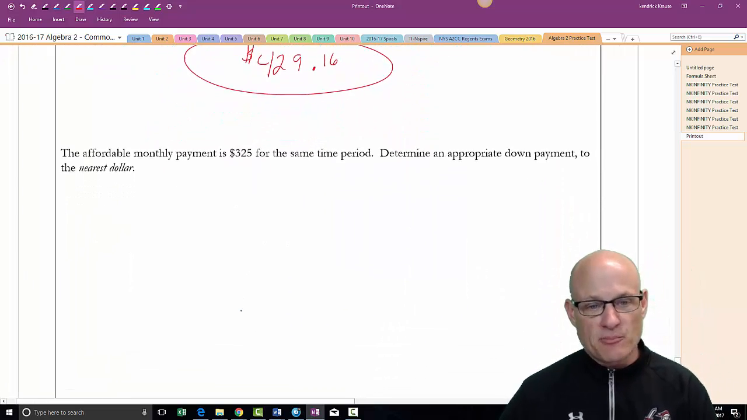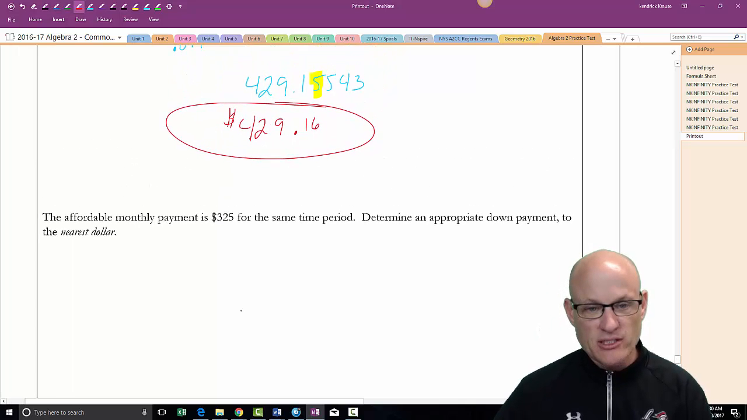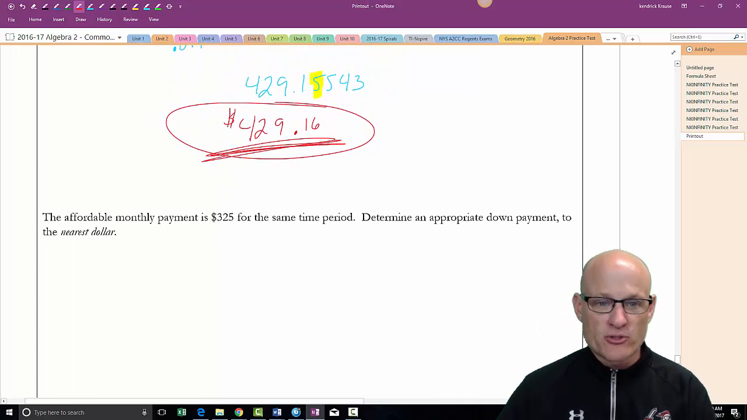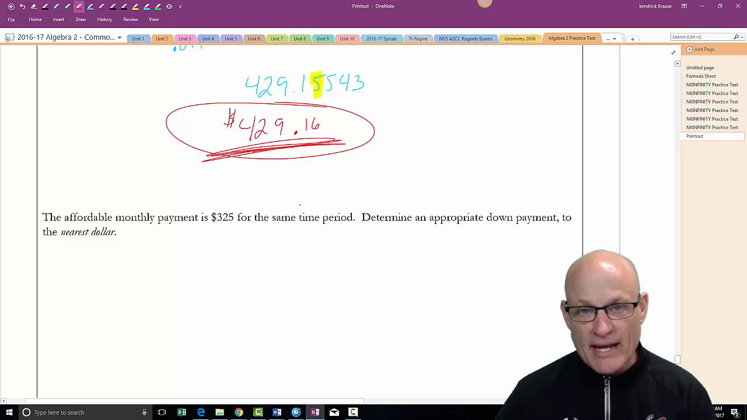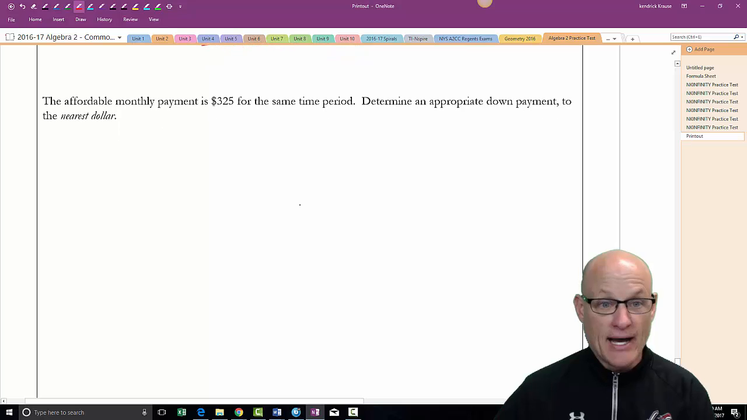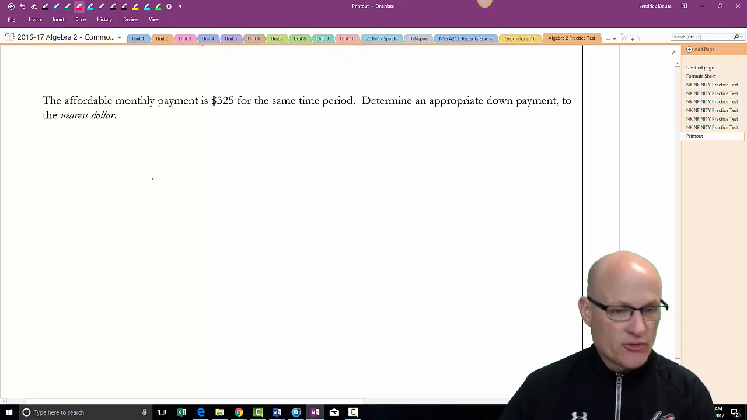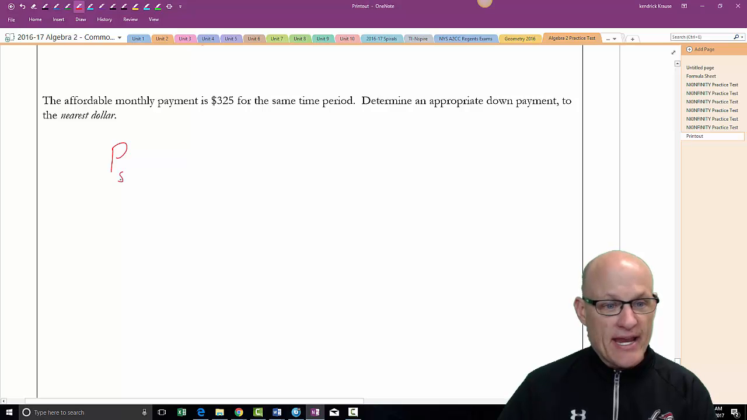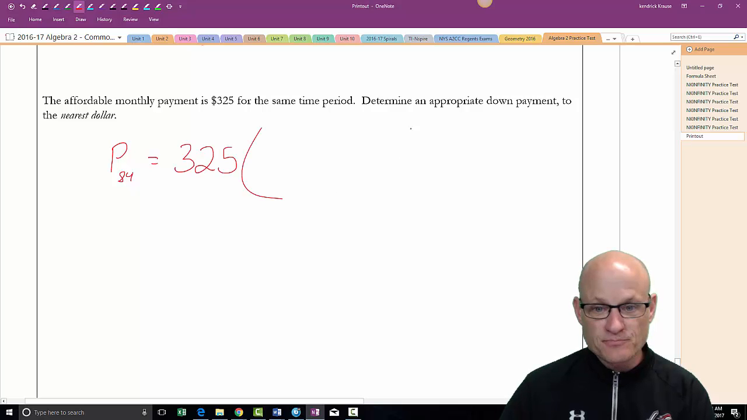The affordable monthly payment is only $325. So clearly I can't afford $429. So then the car dealer is going to come back and say, okay, you need a bigger down payment. All right. I don't know what my down payment's going to be, so I don't know what my amount paid at 84 months is going to be. But I do know I'm going to do $325.